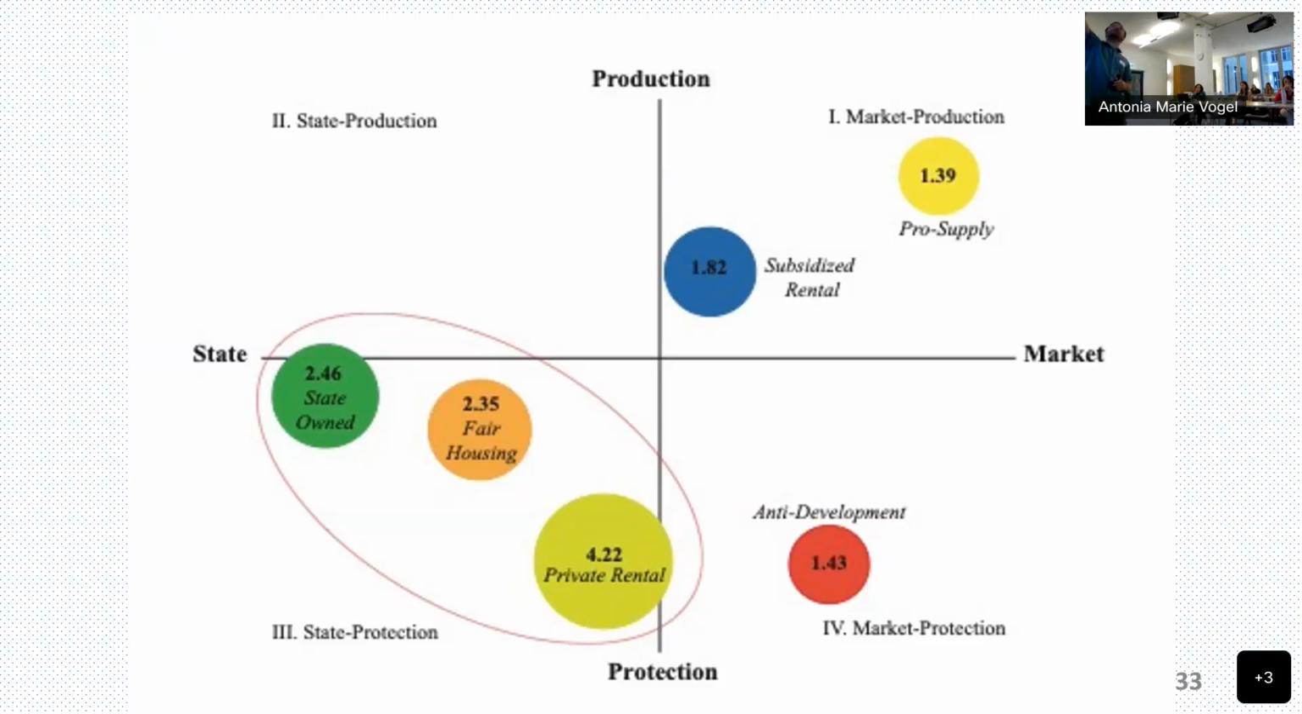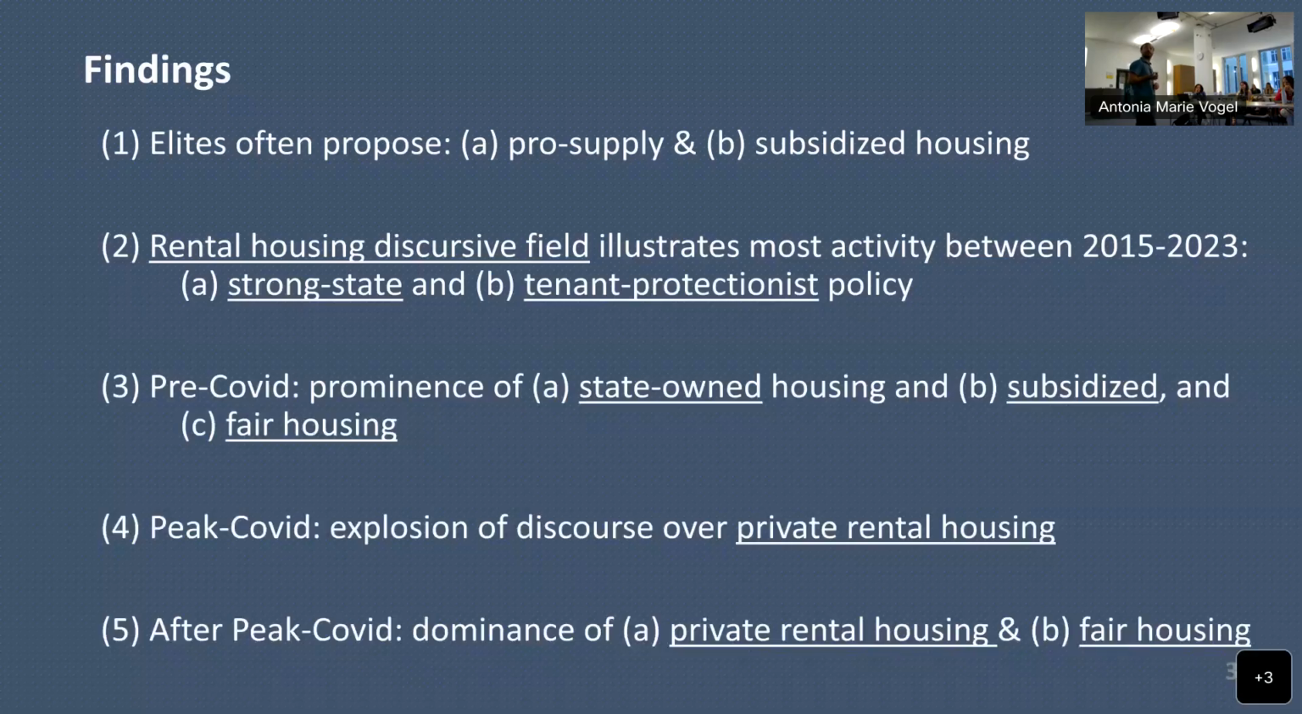The next 2, which are the 2 that overlap the most with politician agenda setting from the Menino survey, are in the market production area. So the big takeaway finding, like we mentioned, is that what elites say is pro-supply and subsidized housing are solutions. What we see in the discursive field over the whole time period is this strong state tenant protectionist policy approach, or not policy approach, but policy discourse and debate.